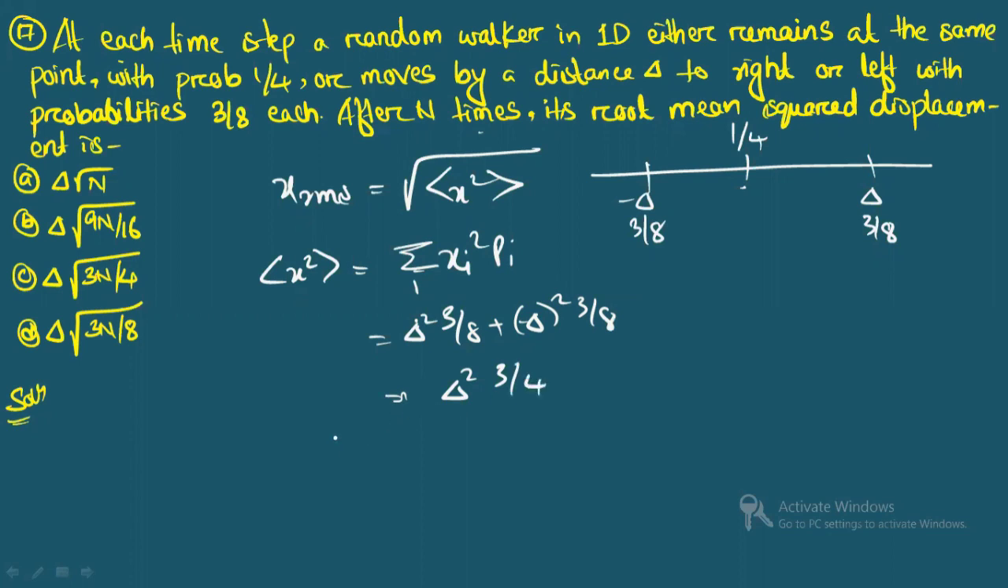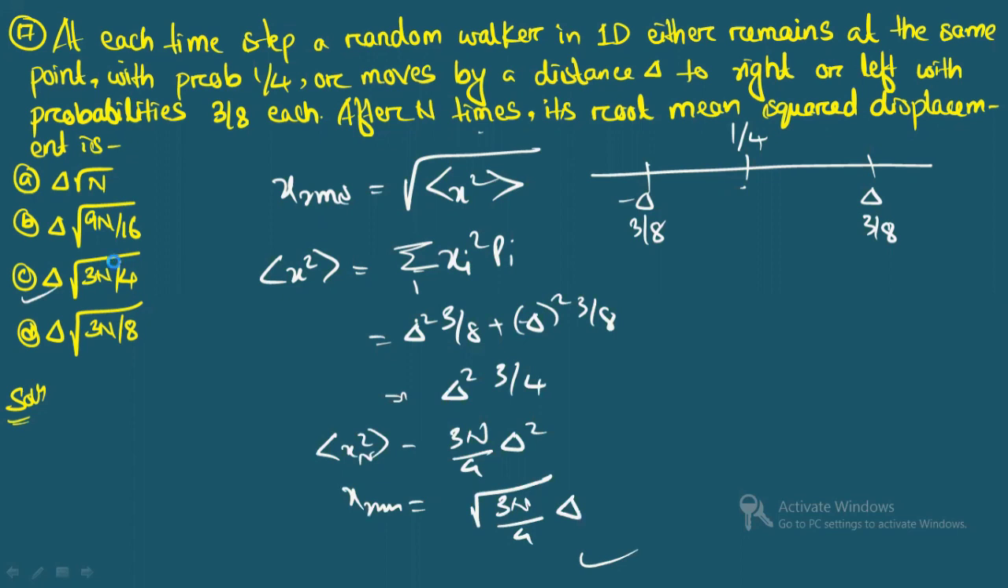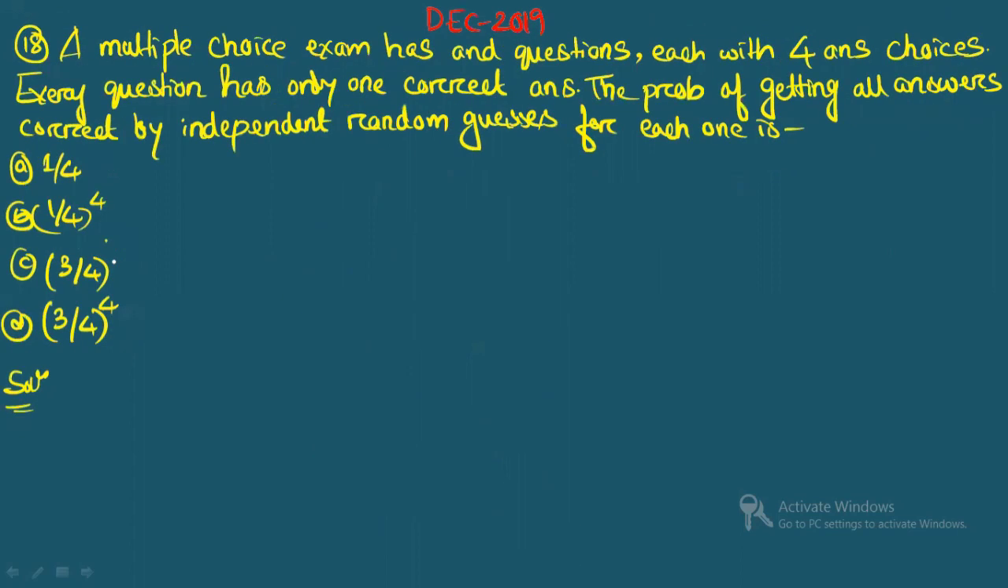Now for n steps, this will give you 3n/4 delta square. And the root mean square for n times, X RMS, will be root over 3n/4 delta. So the correct option is option C, root over 3n/4 delta. Now let us see question number 18.